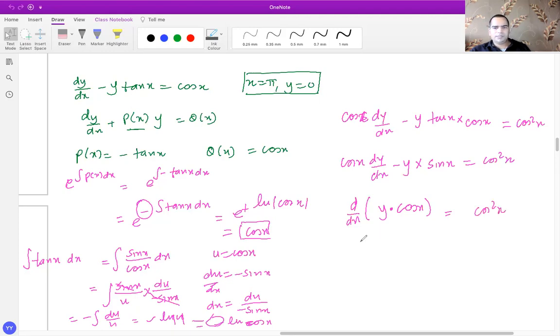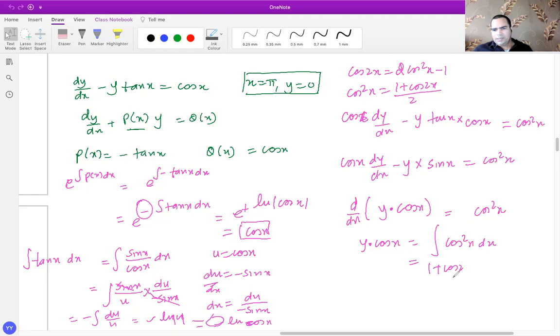Now you integrate both sides. So y cos x equals the integral of cos squared x dx. The integral of sin squared x and cos squared x comes up in substitution and in differential equations, so you need to have a solid base for this. Here we use the double angle formula: cos 2x is 2 cos squared x minus 1. So if I make cos squared x the subject, it'll be 1 plus cos 2x over 2.